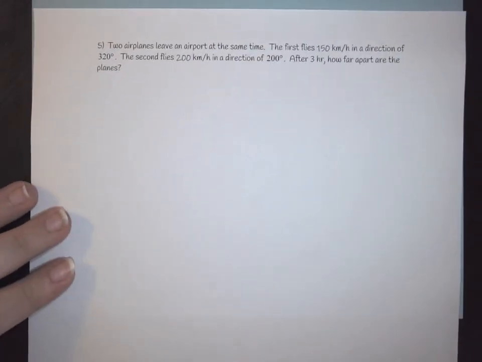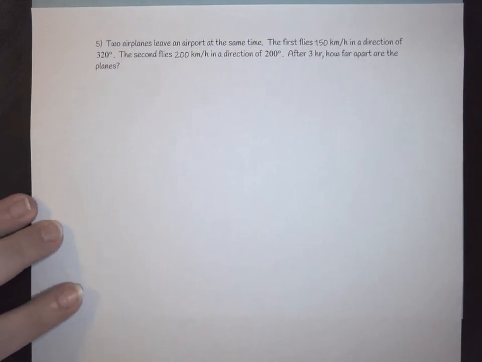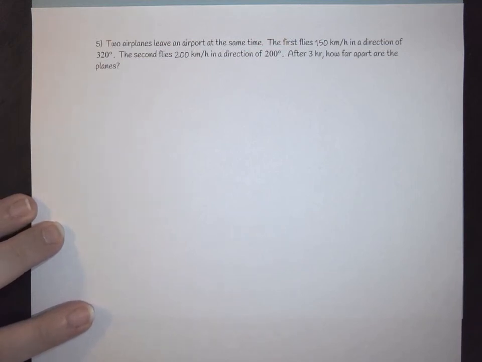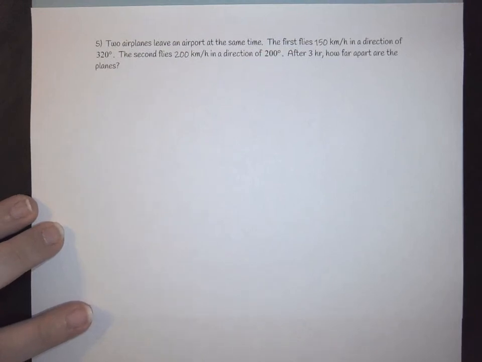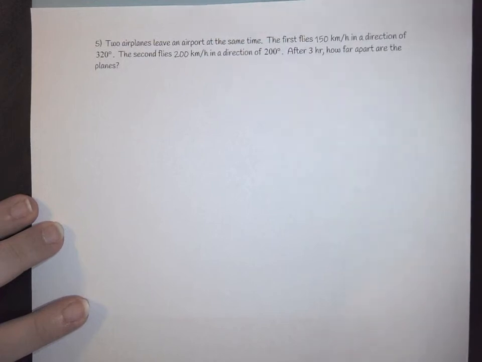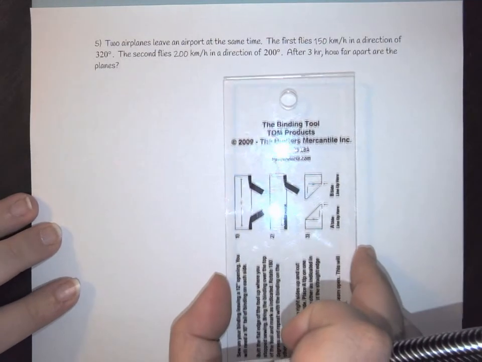Alright, let's look at one more here. So I have two airplanes leave an airport at the same time. The first flies 150 kilometers per hour in a direction of 320 degrees. The second flies 200 kilometers per hour in a direction of 200 degrees. After 3 hours, how far apart are the planes? So let's go ahead and set up this picture here.